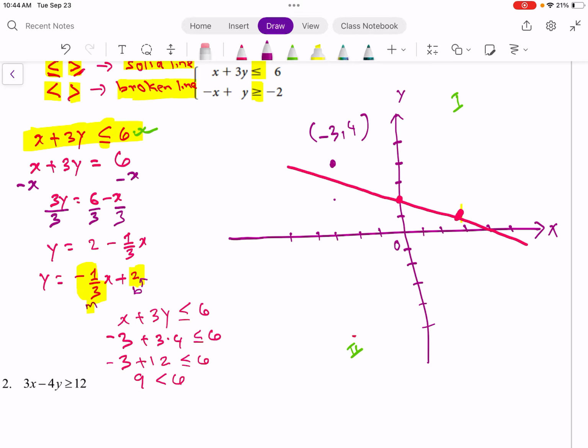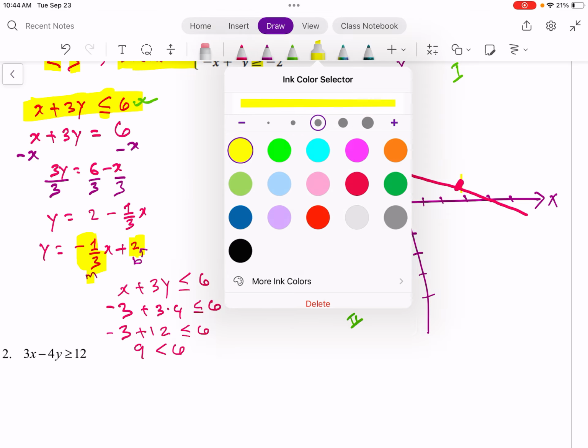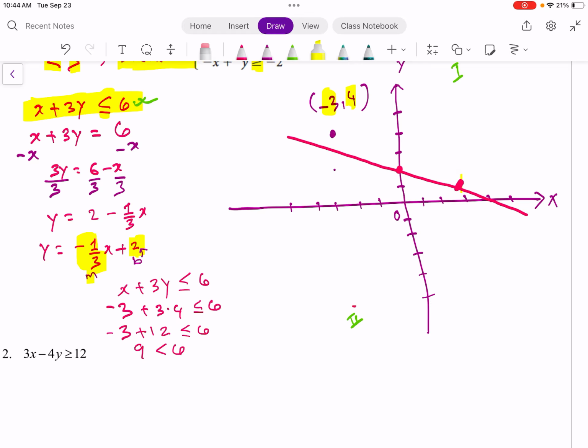Now we want to check whether this point is a solution or not. You replace your x by negative 3 and y by positive 4, and what do we have? We have 9 less than 6. Is it true or false? Is 9 less than 6?